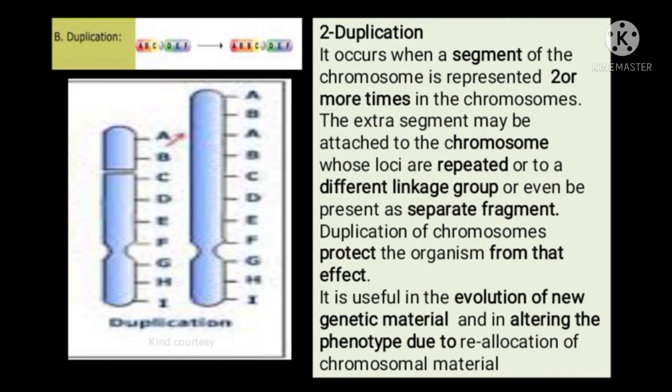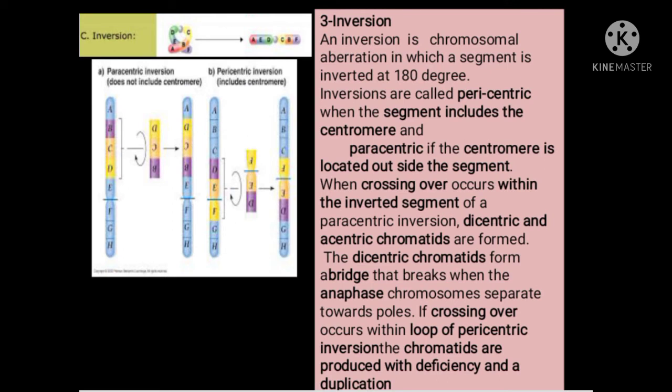Then another one, the duplication. It occurs when a segment of the chromosome is represented two or more times in a chromosome. The extra segment may be attached to the chromosome so that loci are repeated, or to a different linkage group, or even be present as a separate fragment. The duplication of chromosomes protects the organism from that effect. It is useful in the evolution of new genetic material and in altering the phenotype due to reallocation of chromosomal material.